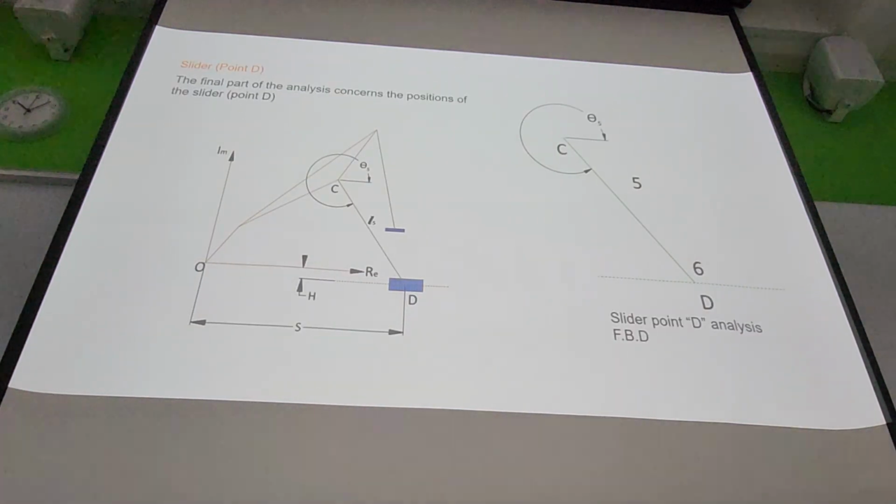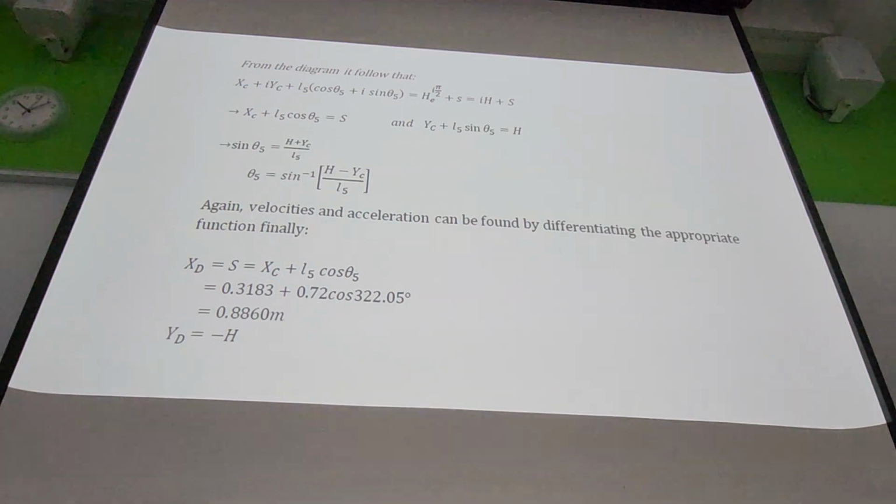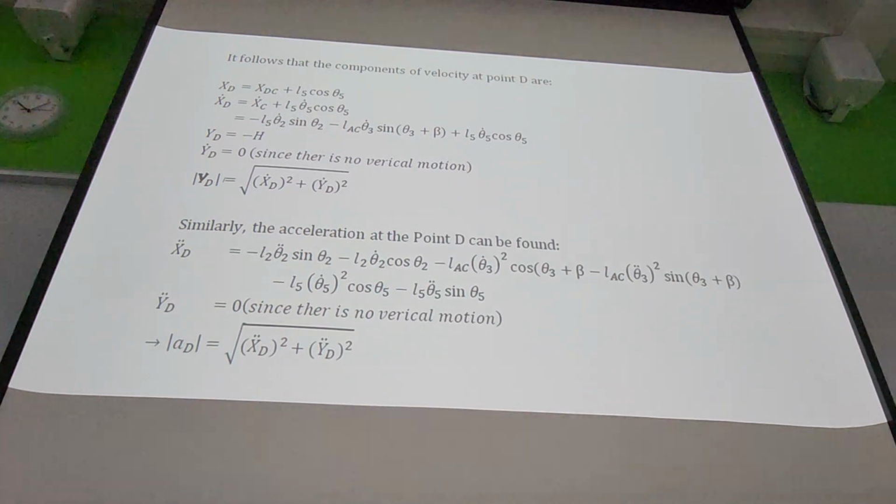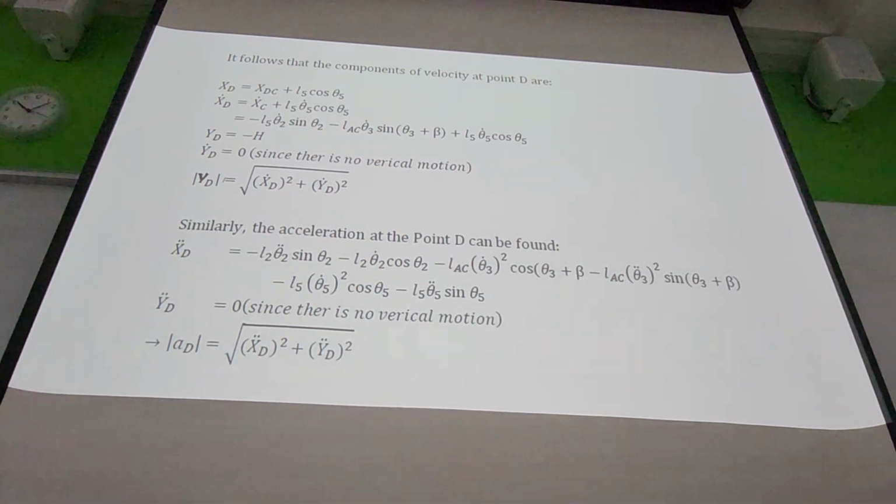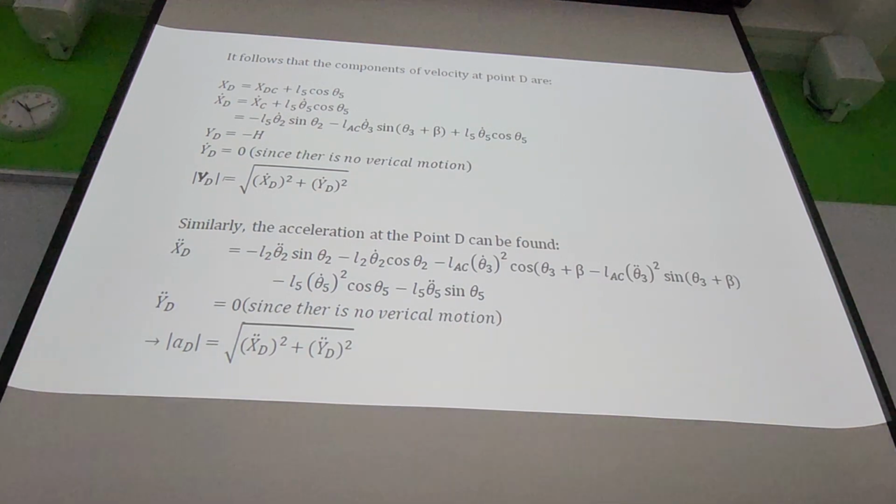Okay, then you move on to point D. So point D, theta 5, the calculation is here. Okay. So then you can calculate XD and YD. So velocity of D you can calculate from here. Acceleration of D. Okay, every component the calculations are required.